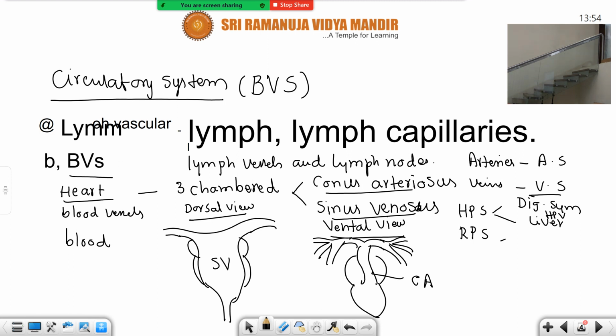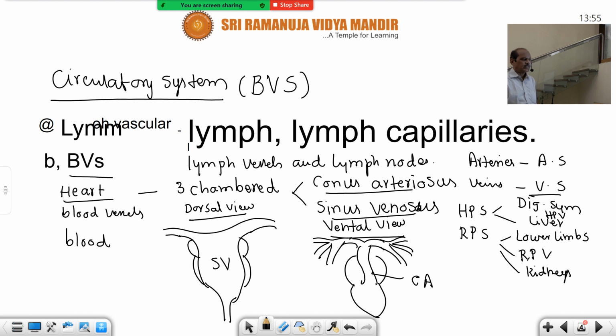Renal portal system, lower limbs or lower extremities of the body. Renal portal vein, RPV, ends with capillaries in kidneys. It starts with capillaries in the lower limbs and ends with capillaries in kidneys. What is that vein? Renal portal vein. So like that, hepatic portal system and renal portal system are associated with the venous system. In all vertebrates, not only frogs, except man, RPS is absent. Renal portal system is absent. Hepatic portal system is only present in man.